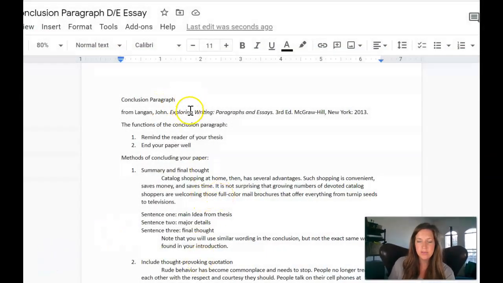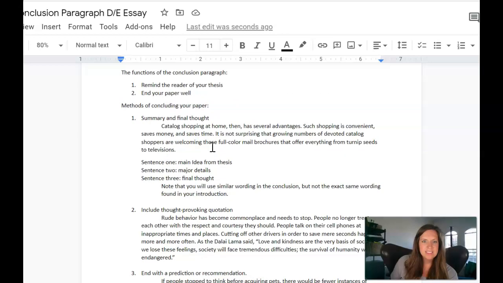All right, this is also from John Langan's book, Exploring Writing: Paragraphs and Essays. Again, it's just a really concise, helpful way to think about writing a conclusion paragraph. But there are two parts of your conclusion paragraph. And let me just say before we jump into this, the reason that I do the intro paragraph and then right into teaching on the conclusion paragraph, and that's the order that we start the essay in, is because these are mirror images of each other. They are two bookends, okay?